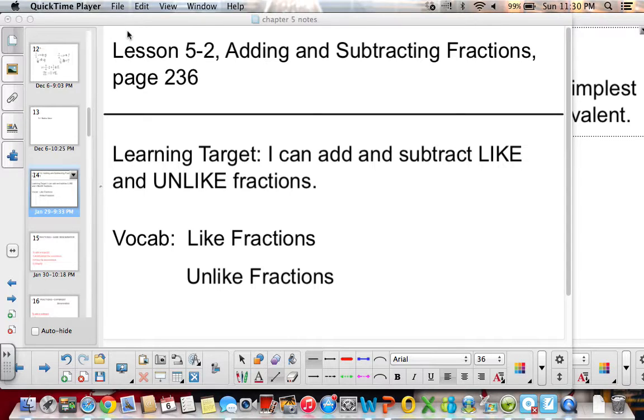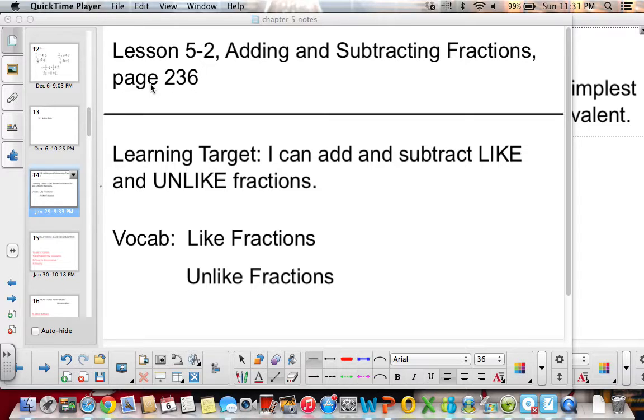So in your notebook, make sure you turn to the next entirely blank page right after your classwork from lesson 5-1. So don't skip pages. It's okay if it's on a left side or a right side as long as it's a completely blank page. So at the very top, write lesson 5-2, adding and subtracting fractions. And then you'll want to write page 236 because that's where it is found in your textbook.